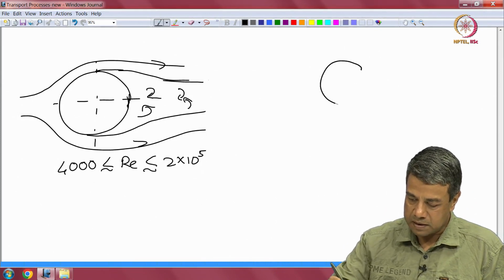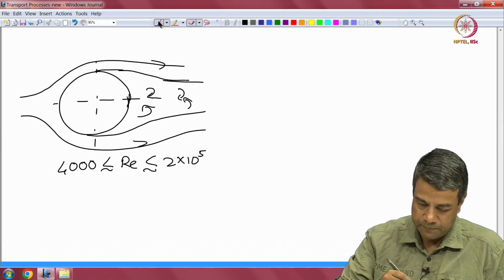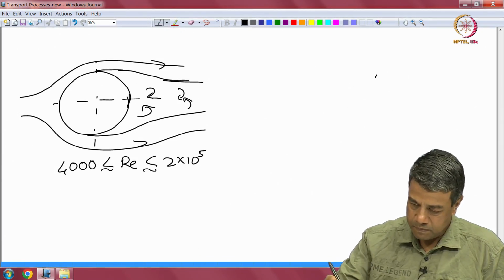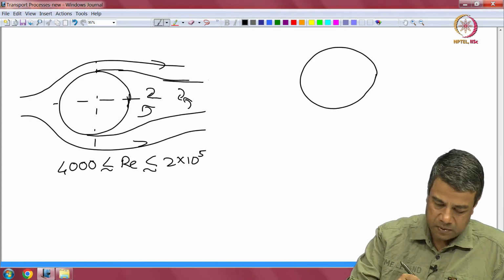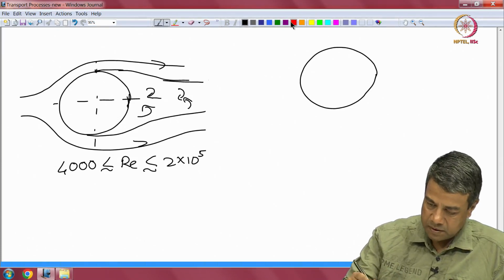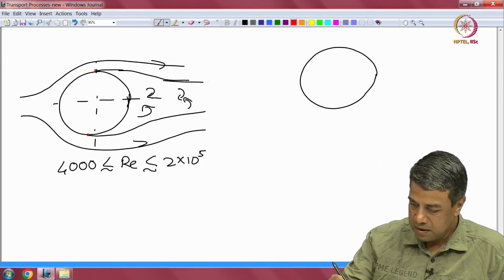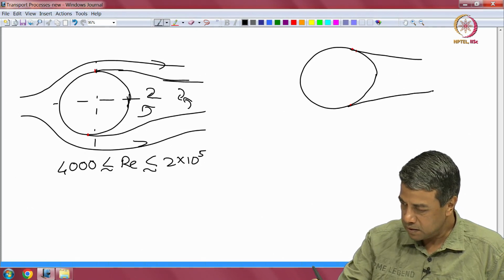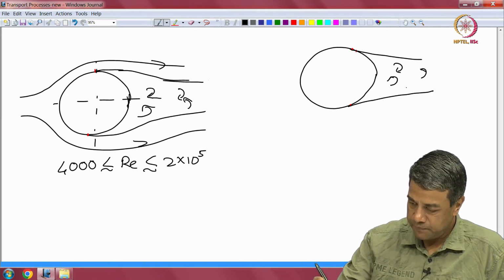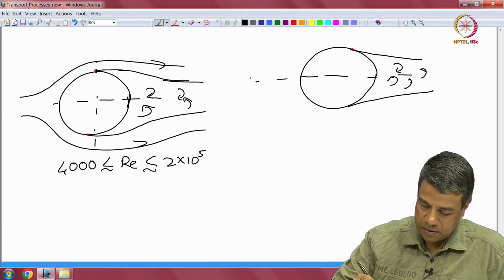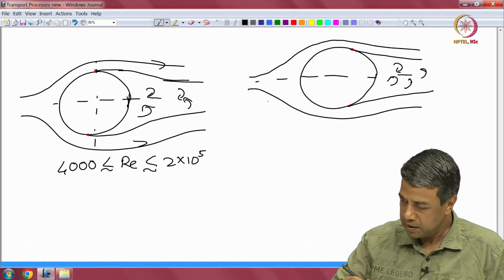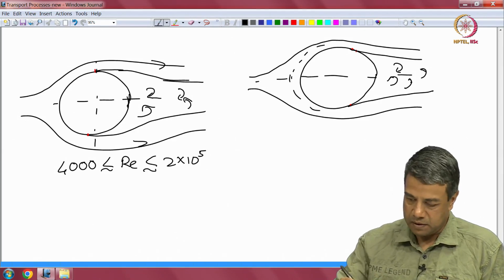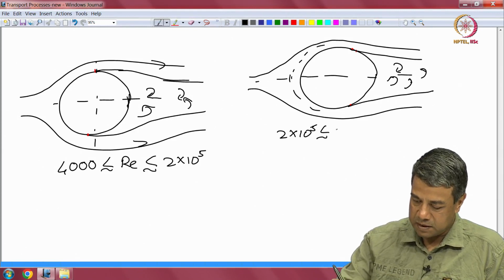And then when the Reynolds number increases beyond 2 into 10 power 5, this wake attachment point, which is slightly upstream of the mid plane, suddenly shifts to the downstream side. And you get a wake that looks like this. There is turbulence in the wake, and also there is a turbulent boundary layer on the upstream side. That is, the flow in the boundary layer on the upstream side also becomes turbulent for Re greater than 2 into 10 power 5.